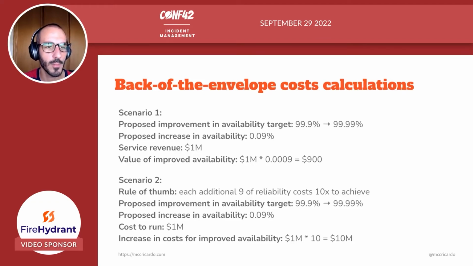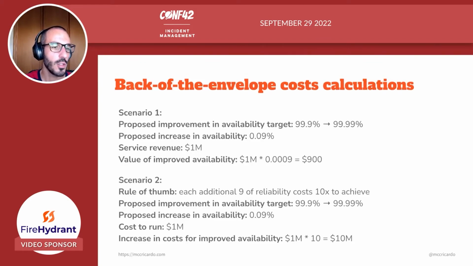So let's see scenario 1. Let's imagine that I want to increase my reliability from 3 nines to 4 nines, right? So I'm increasing my reliability by 0.09%, and let's imagine that my service does 1 million of revenue. This means that if I improve my reliability, the value of the improvement is actually $900. So does this make sense? Maybe. This will be up to you. But it's important to do these calculations to see if it makes sense.